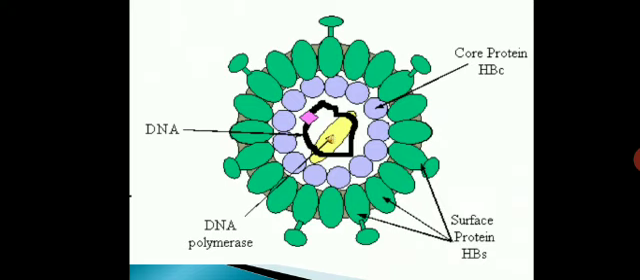This is the picture showing the virion. Its center black is the DNA of the virus, which is a circular double-stranded DNA. This is the only DNA hepatitis virus. Then the yellow is the DNA polymerase. It is covered by core protein. The light blue is the core protein and the green one is the surface protein.